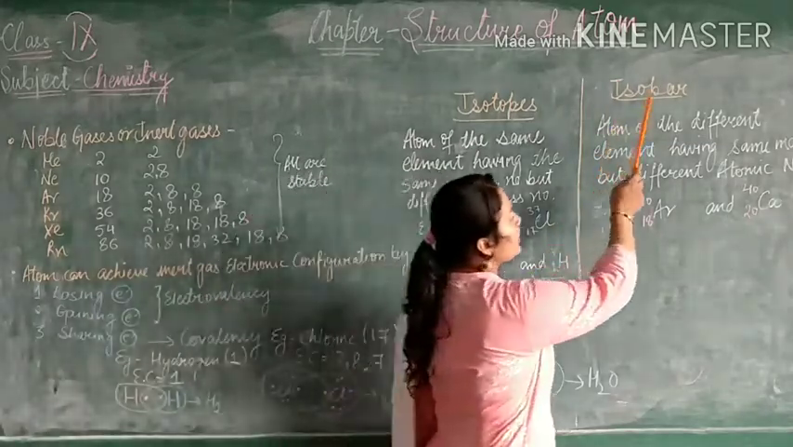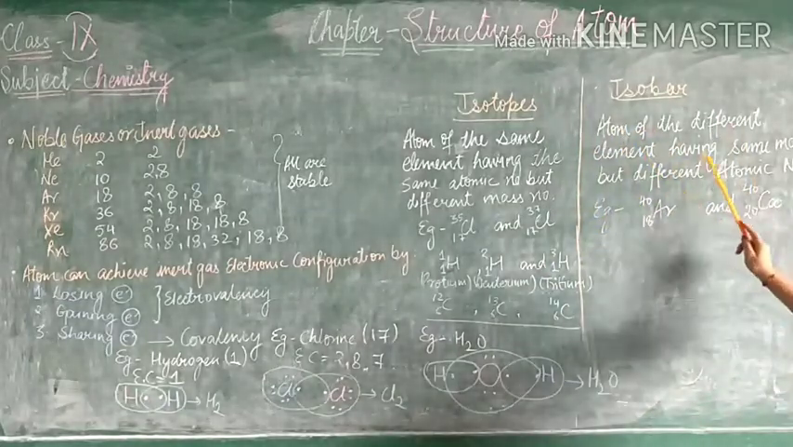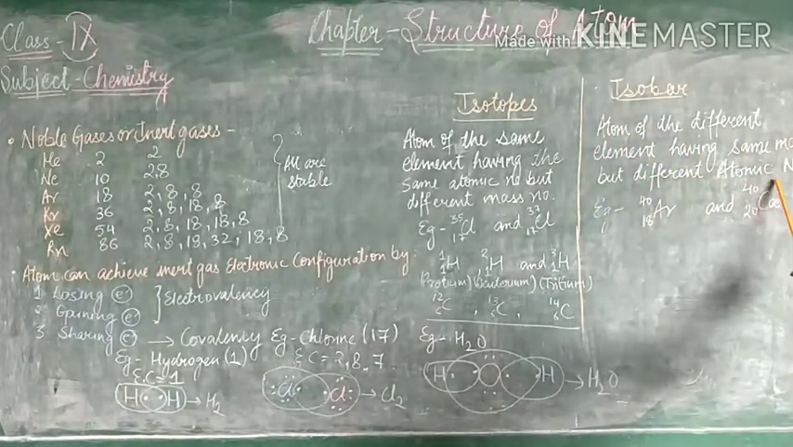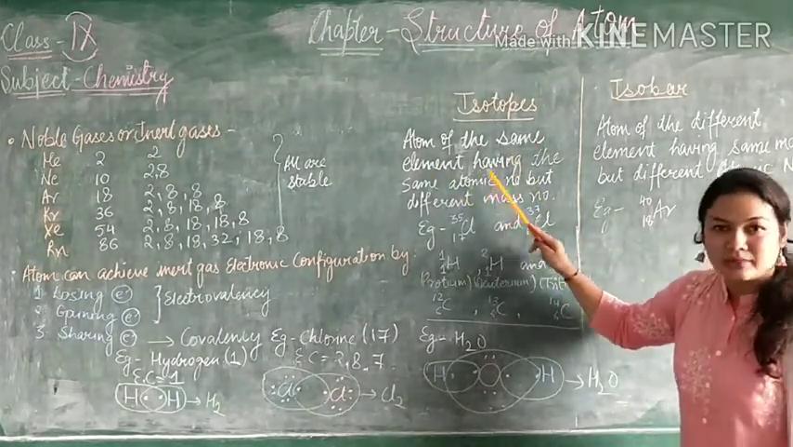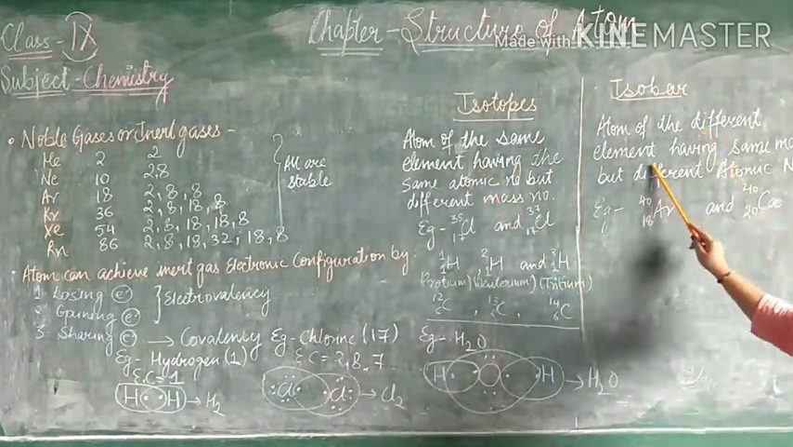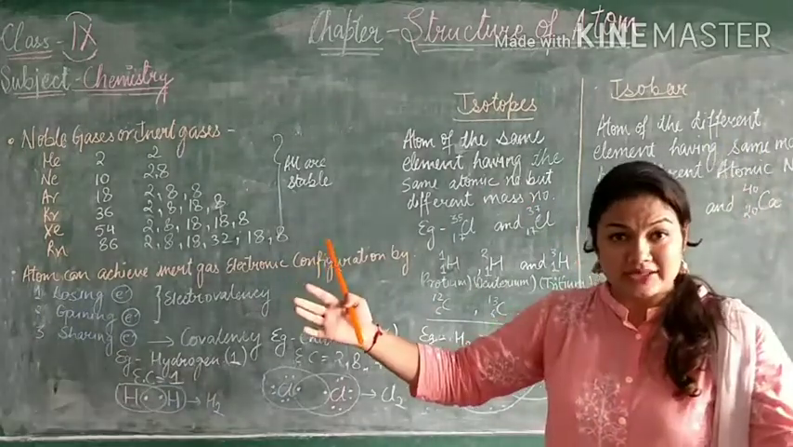Okay, so now we will come to the isobar. Isobars are atoms of different elements having the same mass number but different atomic number. See, here it is the same element but here different elements. That means here we are going to talk about different elements.